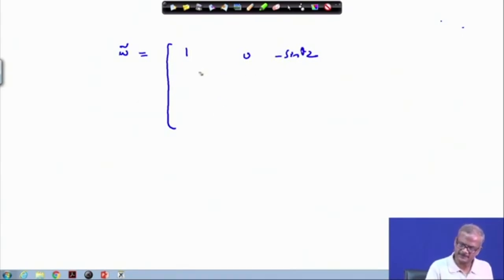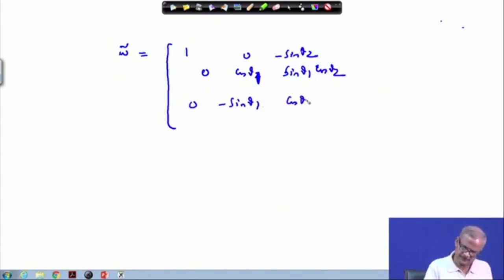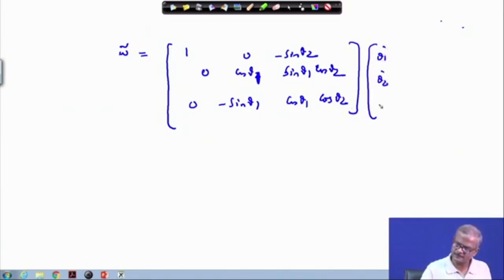Omega tilde, this we have written was 0 minus sin theta 2. So, once we combine the matrix, this can be written like this: 0 cos theta 1 sin theta 1 times cos theta 2, and this is 0 minus sin theta 1 times cos theta 1 times cos theta 2, times theta 1 dot, theta 2 dot, and theta 3 dot.